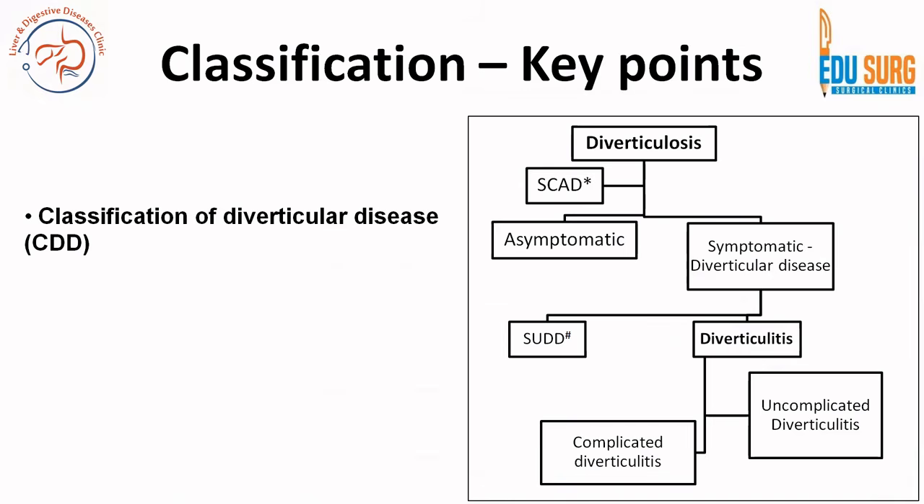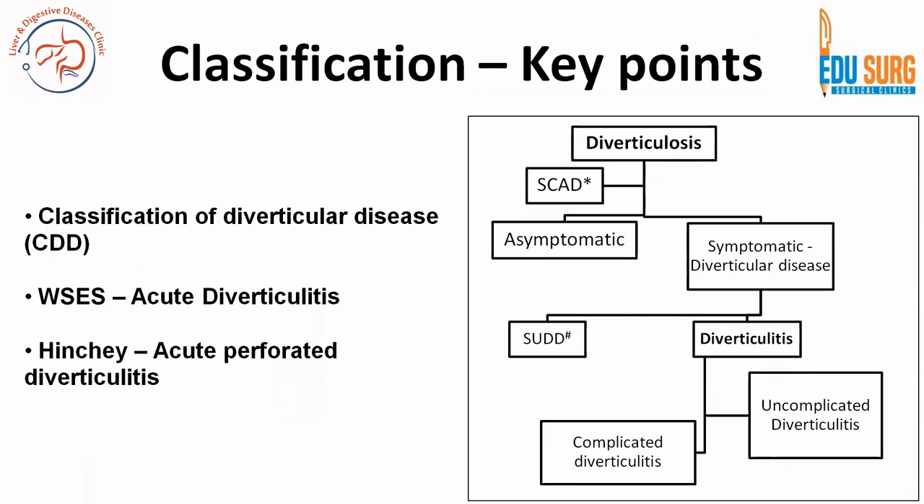One is the classification of diverticular disease. And remember that this will give you an overall classification of most of the conditions that are there in the terminology algorithm. Then you have the World Society of Emergency Surgery classification, which is basically only for acute diverticulitis. So you have to understand that the classification of diverticular disease starts from here to here, whereas the World Society of Emergency Surgery classification starts from here. So that is what you have to understand.